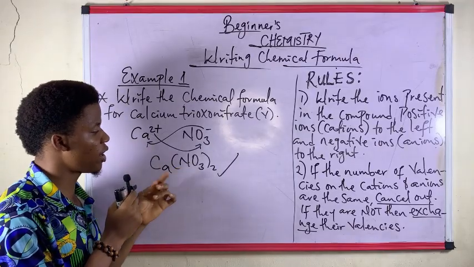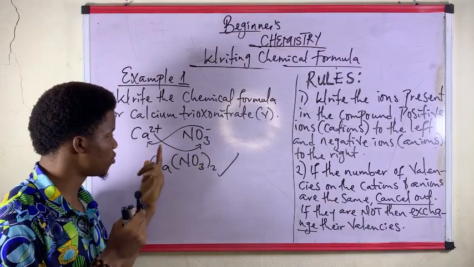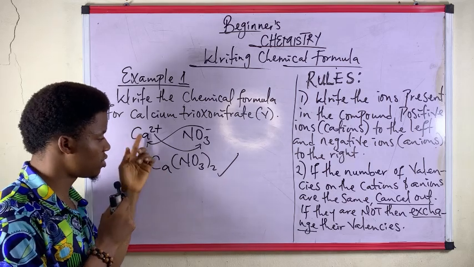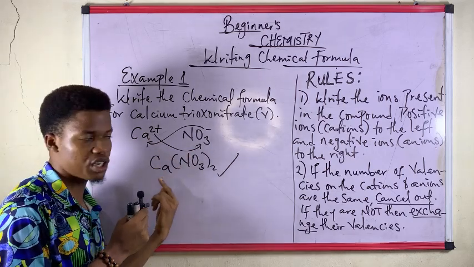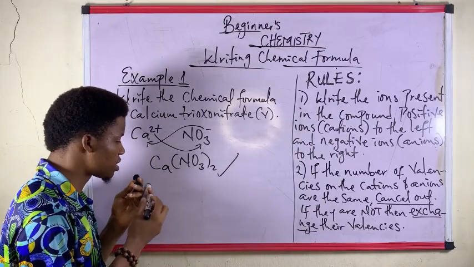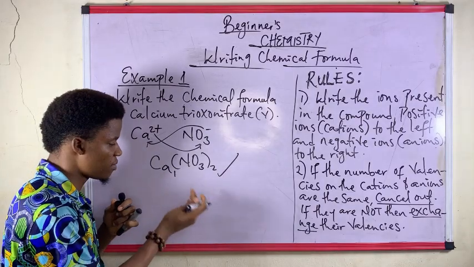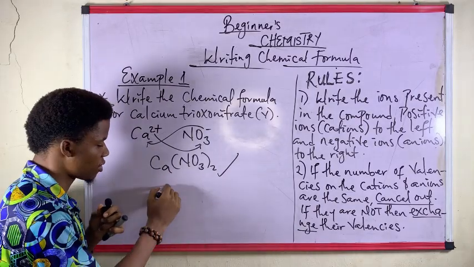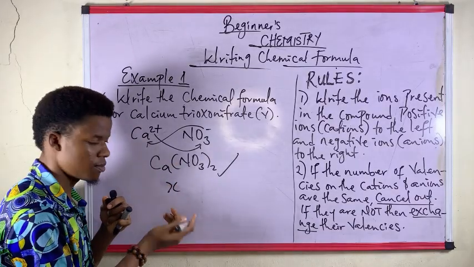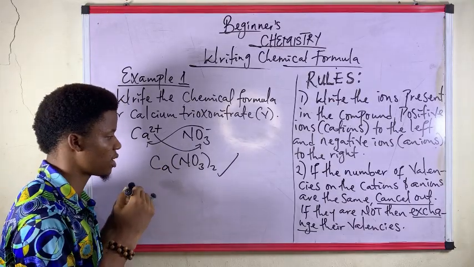Now, assuming this one was also 1, remember here is 1, here is 1. If here was 1, so 1 and 1, they are the same, so we would have cancelled out. But because they are not the same, that is why we have to exchange. So 1 came here. Anything that's 1 is that same thing, so there is no need of putting 1 here. It makes it wrong. Just like in mathematics, you cannot say 1x. You just call it X. Same thing here. You cannot do Ca1. You just put it as Ca. So calcium. All right.